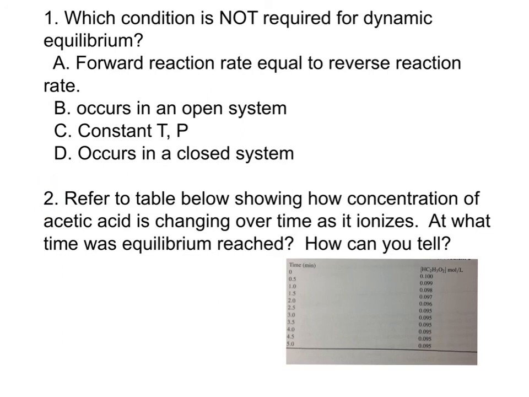Second question. I want you to refer to the table below. It's showing how the concentration of acetic acid is changing over time as it ionizes. You can see that the initial concentration is higher, and as we go down, the concentration is dropping because the acetic acid is ionizing into acetate and hydrogen ions. The question is, at what time was the equilibrium reached, and how can you tell? So you're going to need to give this table a little study to answer that question. Have at it, and we'll discuss it next time in class.